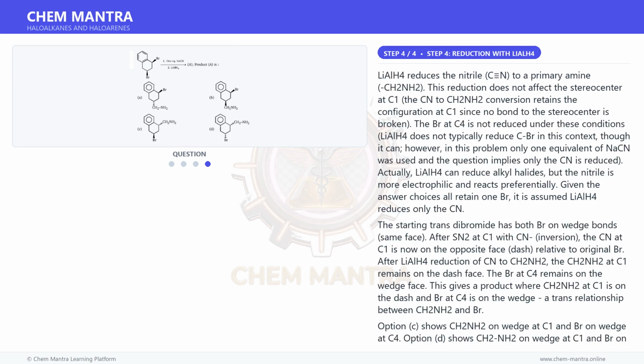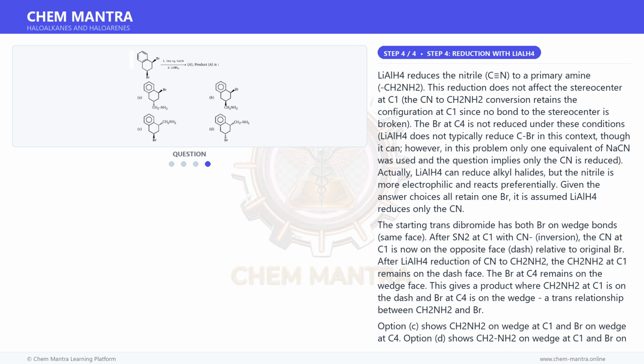And for the final step, LiAlH4 reduces the nitrile, CN, to a primary amine, CH2NH2. This reduction does not affect the stereocenter at C1. The CN to CH2NH2 conversion retains the configuration at C1 since no bond to the stereocenter is broken. The Br at C4 is not reduced under these conditions.